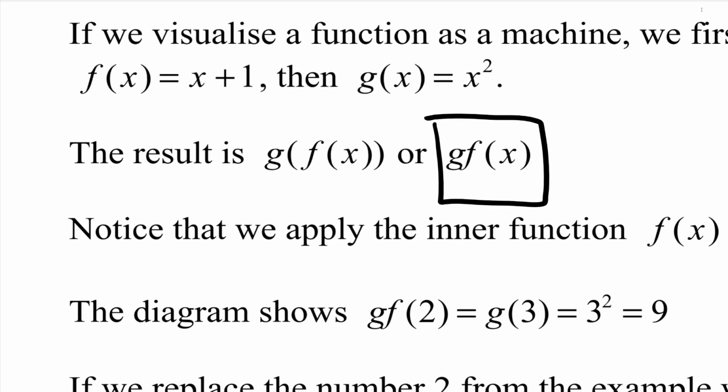In this example, we've worked out what g of f of 2 is. So we've done f of 2. Remember the f function was we add on 1, so f of 2 is 3. So g of f of 2 is just g of 3. Notice that we do the inside bit first. Then g of 3: the g function here is square it. So 3 squared is 9. That's what it looks like in notation.